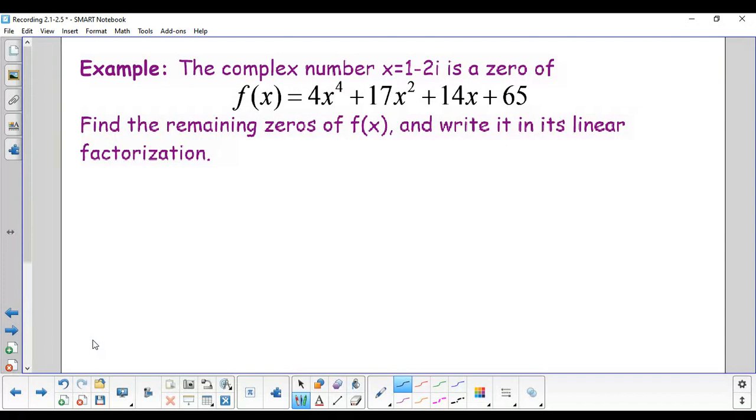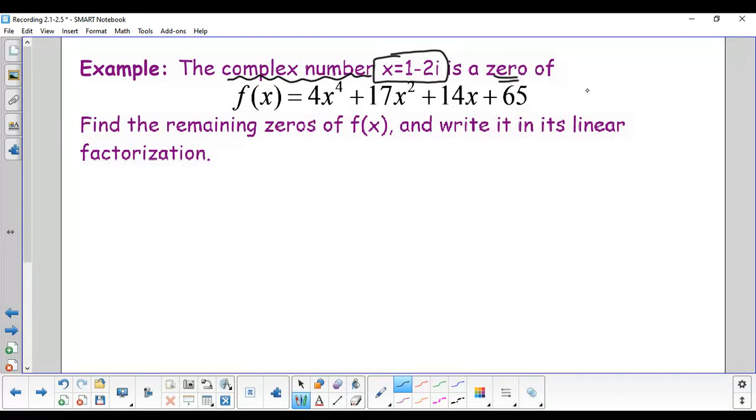When I worked this one out, it took almost an entire piece of notebook paper. So I'm really going to encourage you, make sure you set yourself up for success by having enough space to write. So in the second example, I am telling you that we have a complex zero, x equals 1 minus 2i, and that this is a zero of this polynomial.